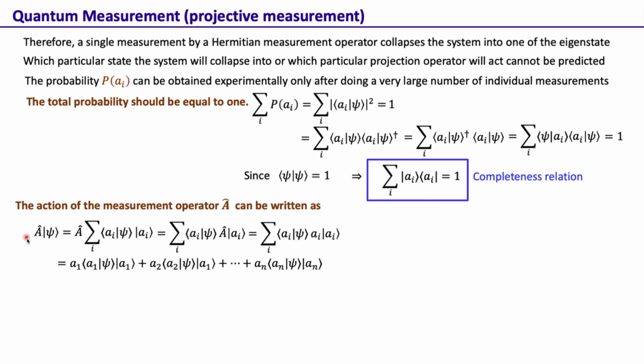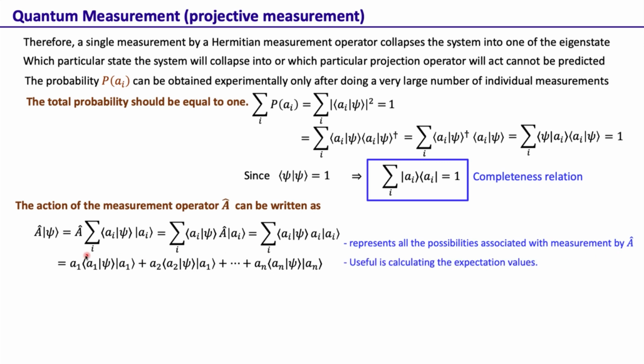But when we associate the meaning of measurement with this operator A, of course, A acting on psi gives just one of the eigenkets, but symbolically we can write it like this. This is just a superposition state, and of course it represents all the possibilities associated with measurement by A. This kind of expression is definitely useful in calculating the expectation values, because in calculating expectation values, we take the ensemble average over all possible outcomes that there can be.